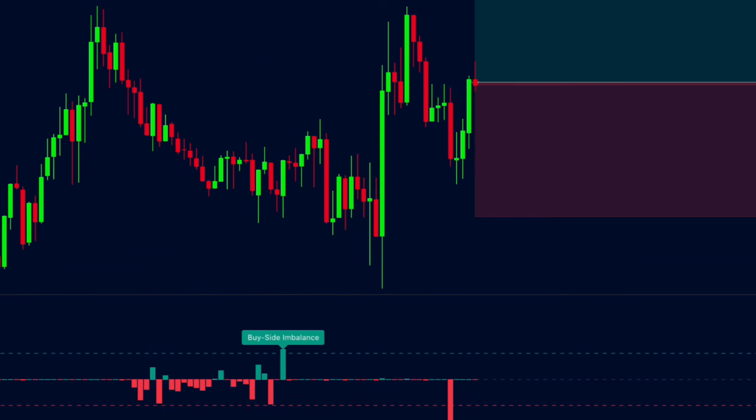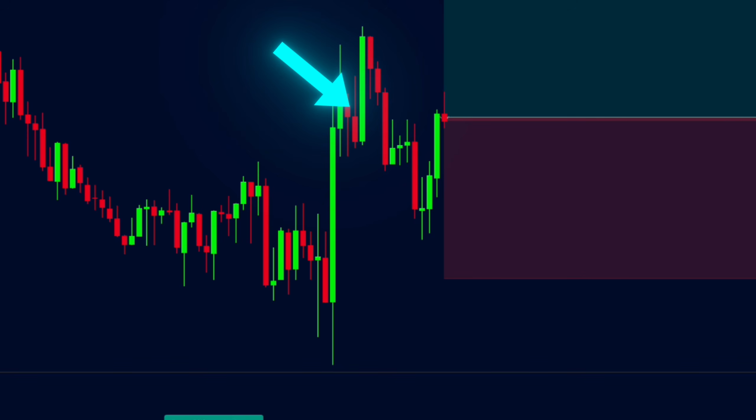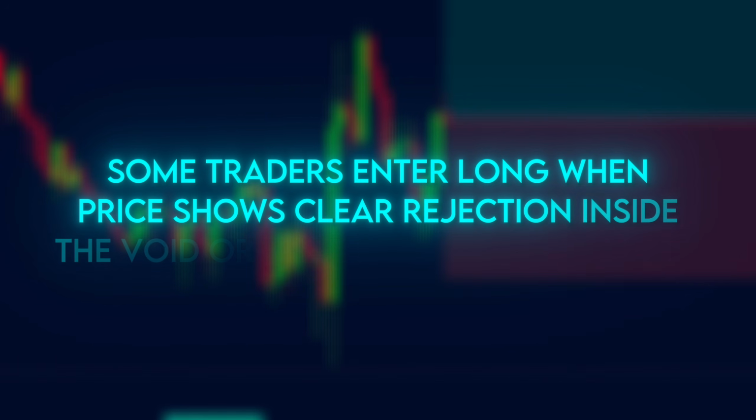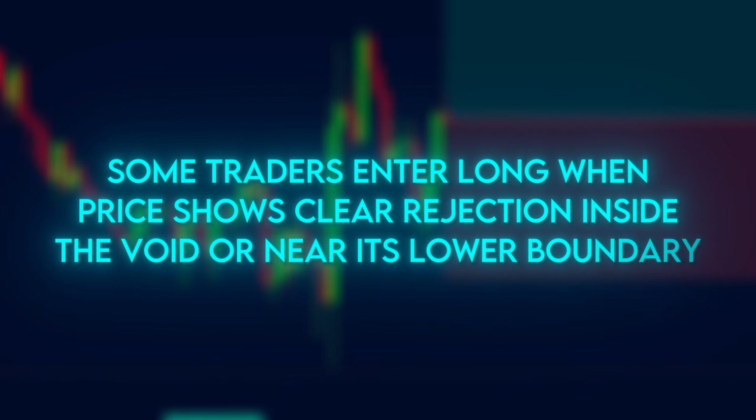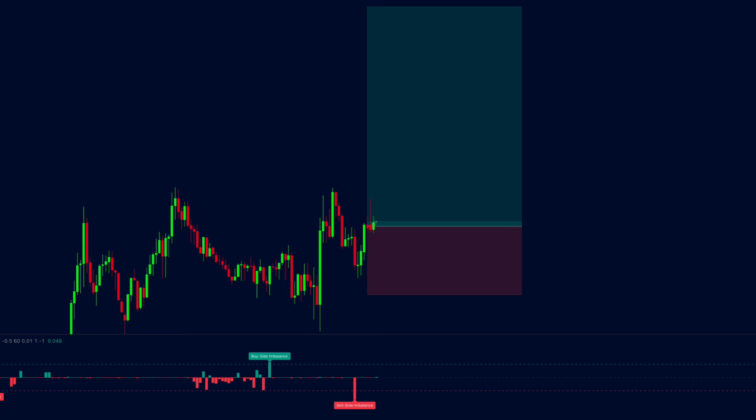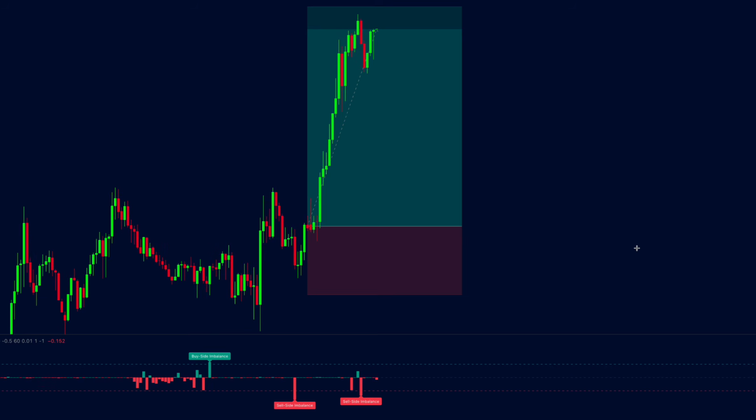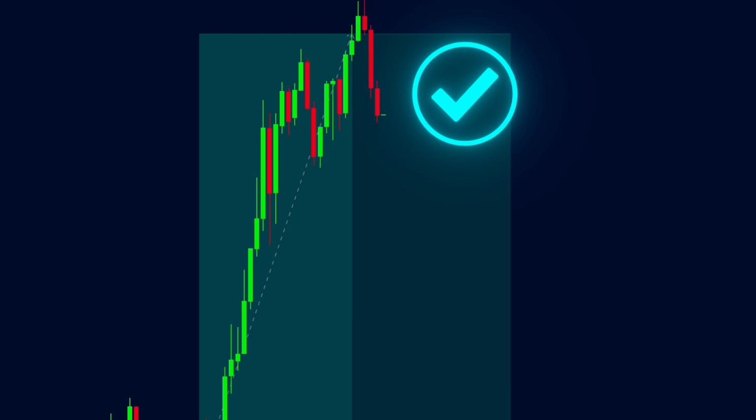As price approaches the void, watch the candles carefully. If the market enters the zone and then starts forming bullish candles again, that can indicate buyers are stepping back in. Some traders enter long when price shows clear rejection inside the void or near its lower boundary. Stops are typically placed below the bottom of the void. Targets can include the previous high or the next resistance level above.